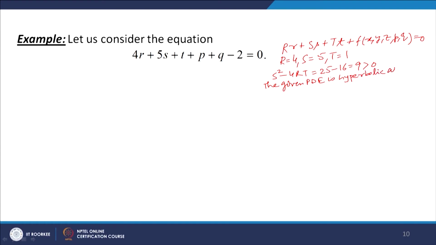at all points of the x y plane. Okay. Now, let us write the lambda quadratic equation.